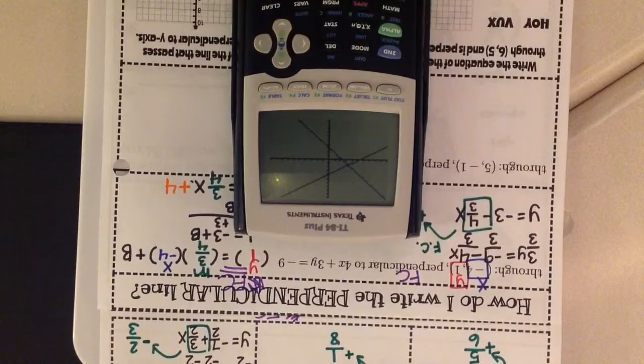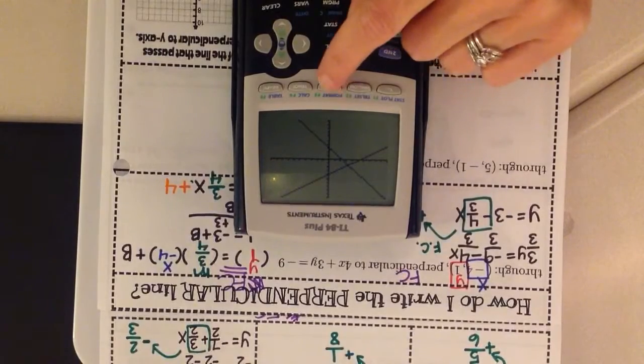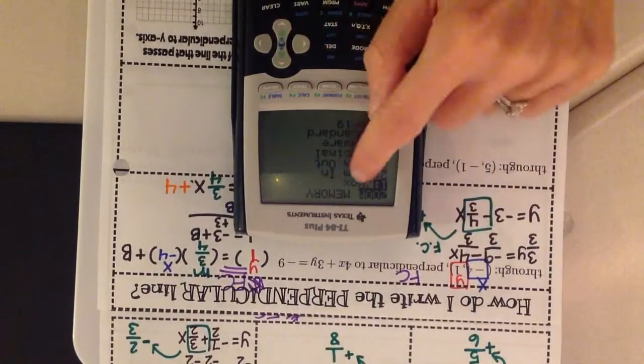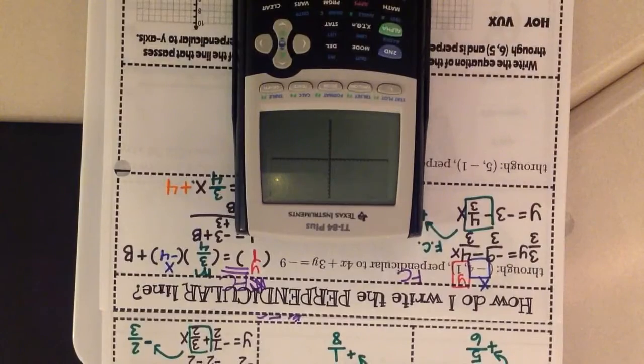Now, if they're perpendicular, remember they have to cross at a right angle. And the way that your calculator is set up, it is on a setting for a rectangular window. And you cannot verify perpendicular lines in a rectangular window. So what we have to do is change our setting to a square window. So we're going to go zoom 5 to make it square. Now, I still cannot just look at those graph lines and say, oh yeah, they're perpendicular. I know it now because I'm in a square window.